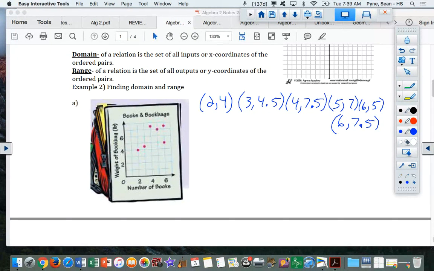All right, so hopefully we had these: (2, 4), (3, 4.5), (4, 7.5), (5, 7), (6, 5), and then (6, 7.5). Now they want us to find a domain and range. So the domain gets labeled with a D, the range gets labeled with an R.